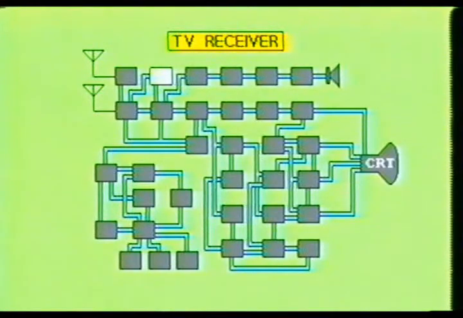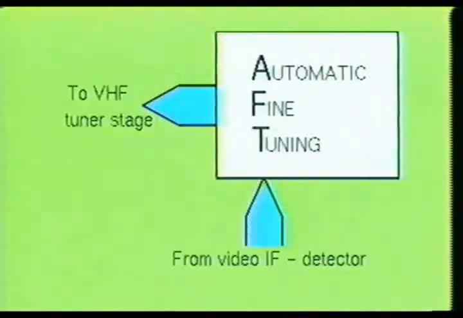Now let's examine the automatic fine-tuning stage in the color television receiver. The automatic fine-tuning, or AFT as it is often called, is used to automatically lock in the best possible reception for the channel selected. Since fine-tuning is very critical in a color receiver, this stage is rather important.